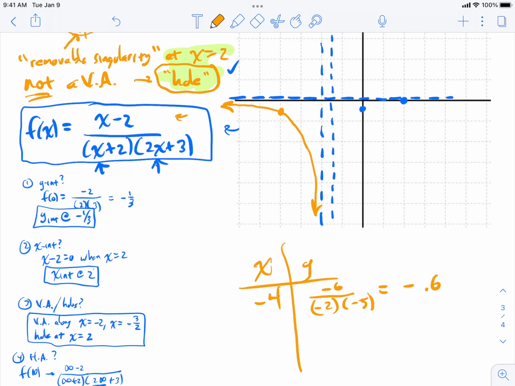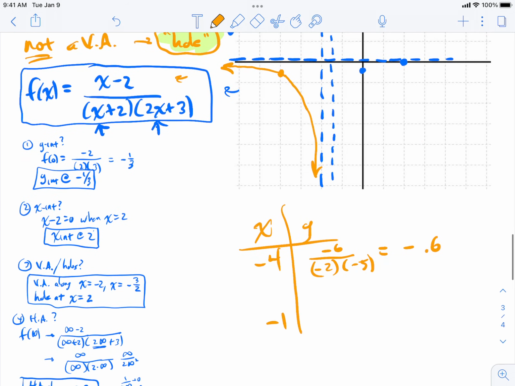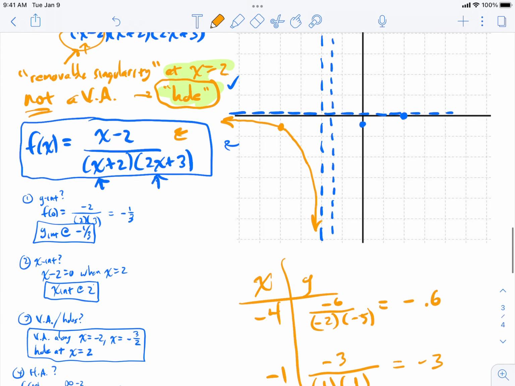It looks like a good value of x to plug in might be negative 1. Let's just see where we are. Again, looking at my function, negative 1 minus 2 is a negative 3 on the top. Negative 1 plus 2 is a 1 on the bottom. 2 times negative 1 is negative 2 plus 3 is a 1 on the bottom. Oh, I'm at negative 3. How do you like that? So when x is at negative 1, I'm down here. Well, that nails this. It must be doing something like this. And it has to come towards this.